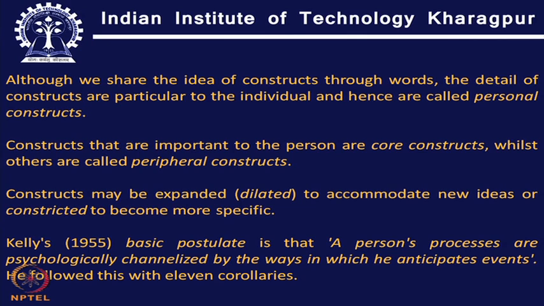Kelly's basic postulate is that a person's processes are psychologically channelized by the ways in which he anticipates events, which means the ways in which he expects events to happen. The whole behavior of that person is psychologically channelized by the way he anticipates events to happen. He followed this with 11 corollaries.